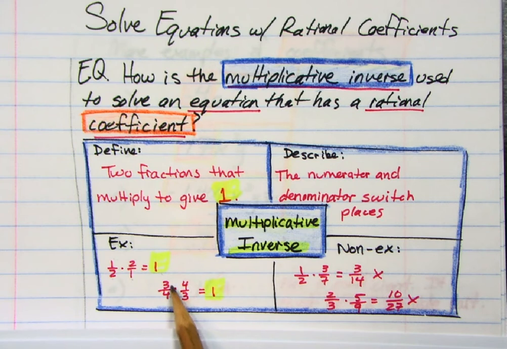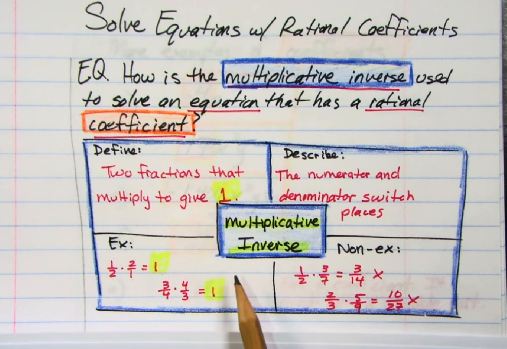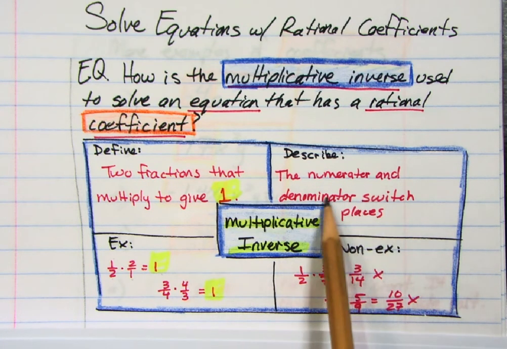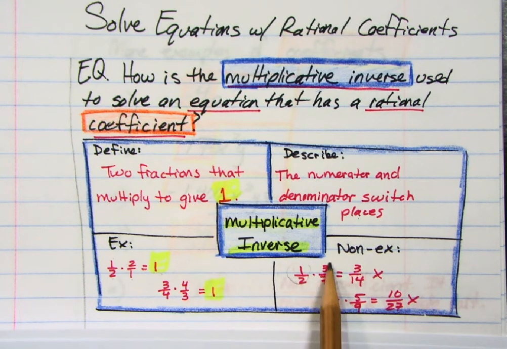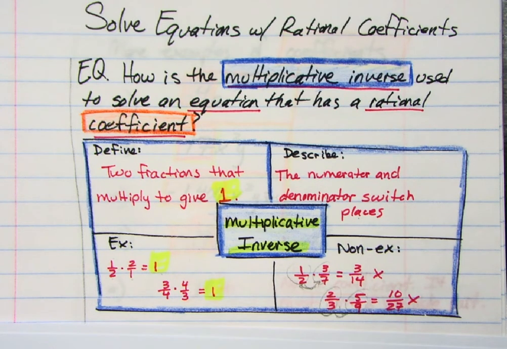So you just use a reciprocal and multiply them, and you get 1. These are called the multiplicative inverse. The numerator and denominator switch places, the reciprocal. Here's a non-example. 1/2 times 3/7. Those two are not related, so this is not working out. 2/3 and 5/9, again, those are not reciprocals of one another, so that doesn't work out either.